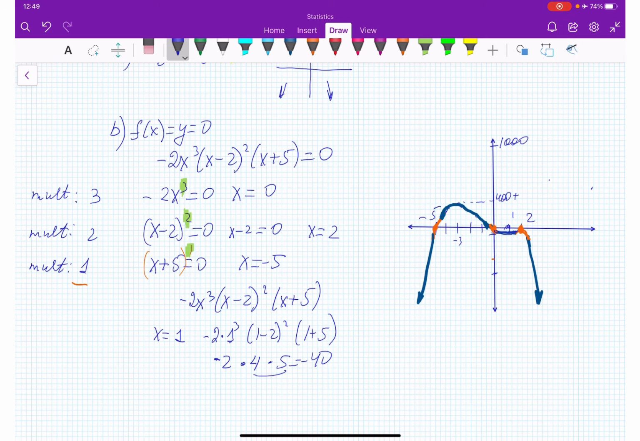And what can we say about symmetry? This graph doesn't have any symmetry about the y-axis or x-axis, nor about the origin. And that's it. I am done.